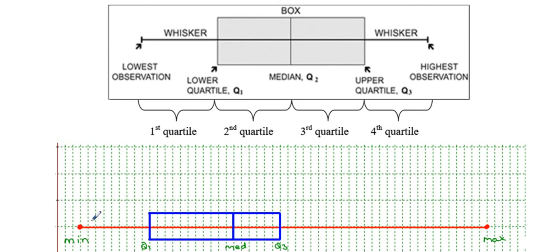You can see here, this is from the min to Q1. This is the first quartile. From Q1 to the median is the second quartile. From the median to Q3 is the third quartile, and from Q3 to the max is the fourth quartile. So this would tell you that the data is most spread out in the fourth quartile.